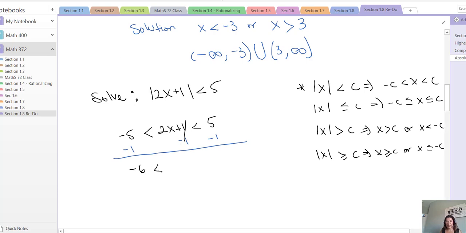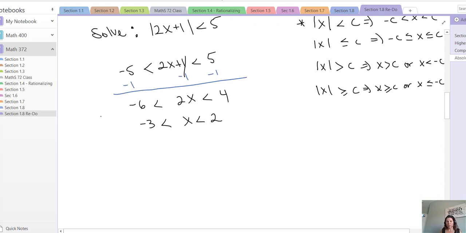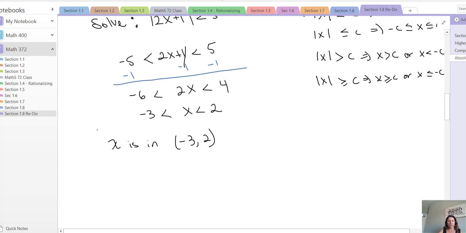So I'm going to have -6 less than 2x less than 4. When you divide by 2, I'm going to get -3 less than x less than 2. And so this is my solution. So our solution in interval notation would be x is in the interval -3 to 2, since things are not included. So let's try one more.